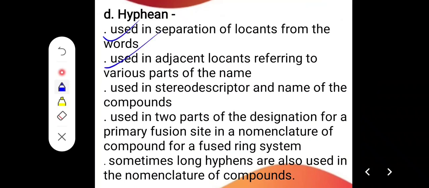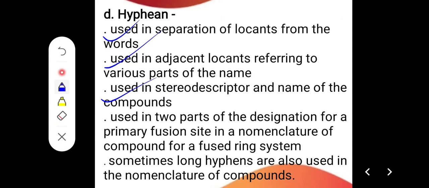second one, used between adjacent locants referring to various parts of the name. If commas are there between locants, it designates that these locants are present in the same part of the compound. But if a hyphen is used between adjacent locants, it refers to various parts of the name or compound. Okay, it is also used between a stereo descriptor and the name of the compound. A hyphen can be used for clarity of the name of the compound.